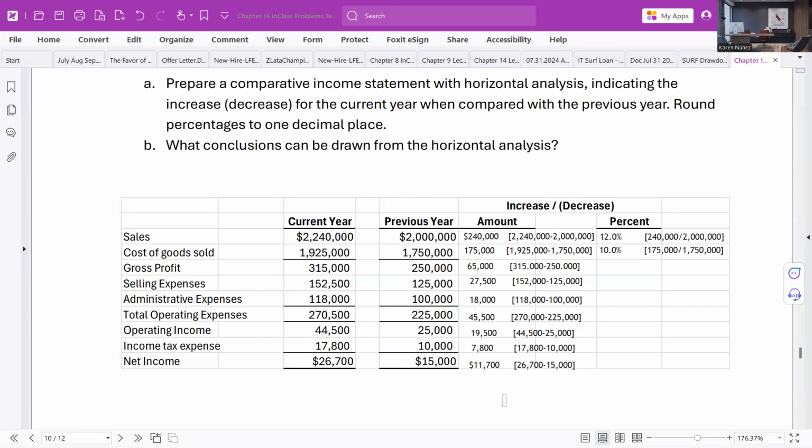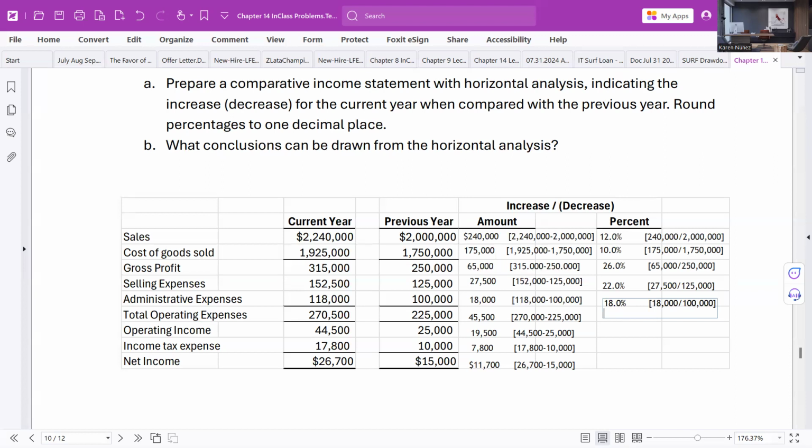And of course, we want to express all these line items as a percent, right? It's useful to know that we've got a $65,000 increase in gross profit, but that is 26% above last year, right? That's what that tells us. And we do the same thing for these selling expenses. We want to know what that $27,500 increase represents. It's a 22% increase. And then we also want to consider the admin expenses. Admin expenses are up, right? They've increased $18,000, and that's 18%.